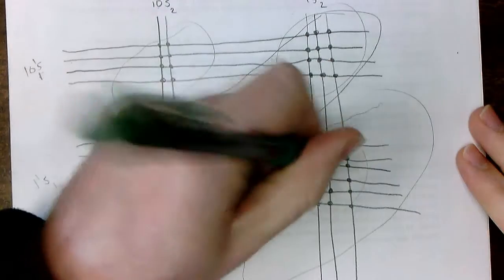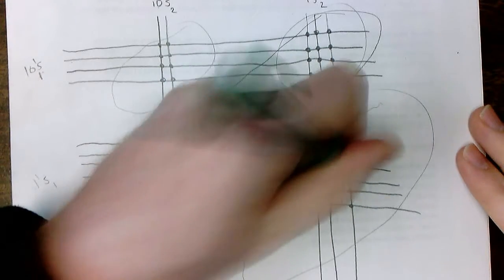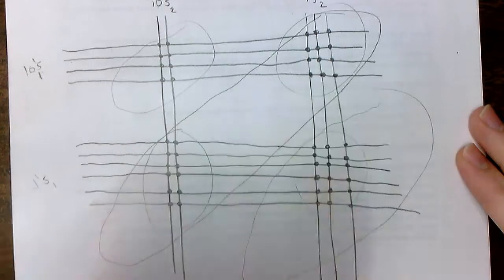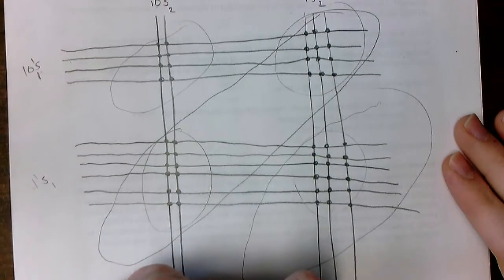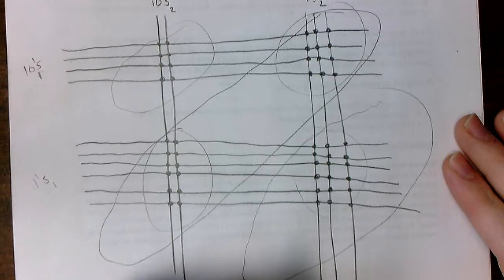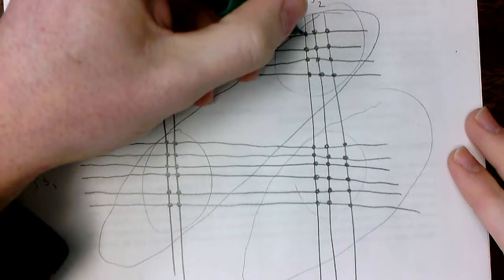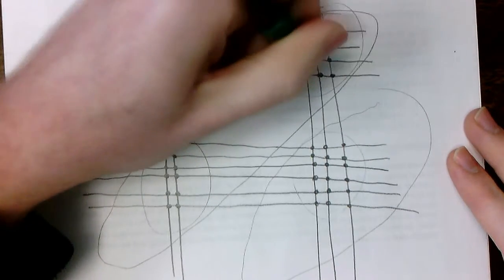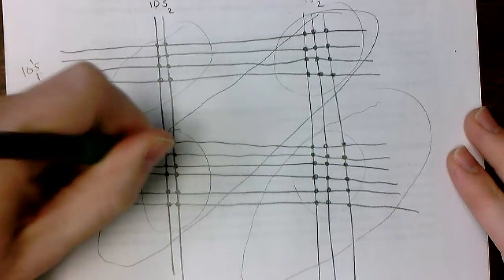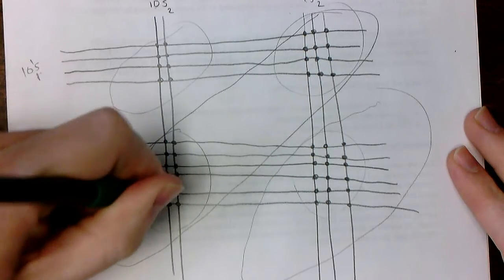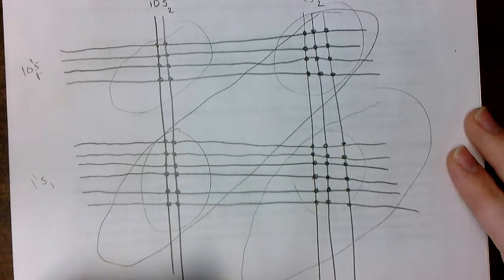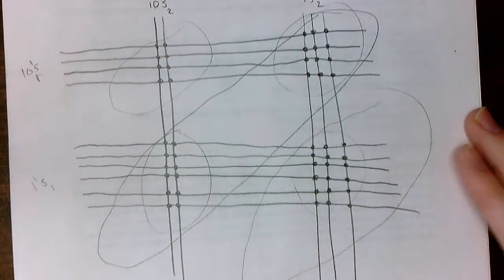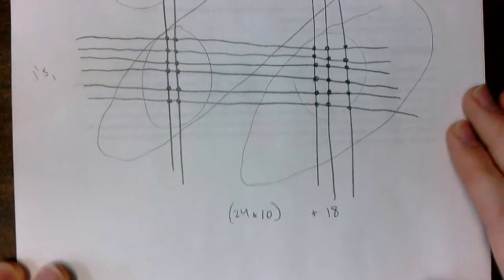Alright, so then you just count up the dots. So in the ones place, we have 1, 2, 3, 4, 5, 6, 7, 8, 9, 10, 11, 12, 13, 14, 15, 16, 17, 18. Alright, so we have 18 for our ones place. And then in the tens place, we have 1 through 24. Alright, so that's 24, but this is in my tens place, so that's going to be 24 times 10.